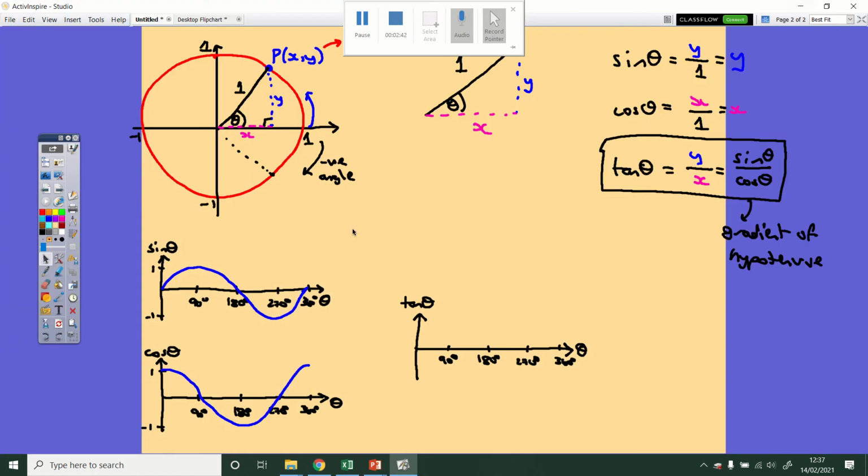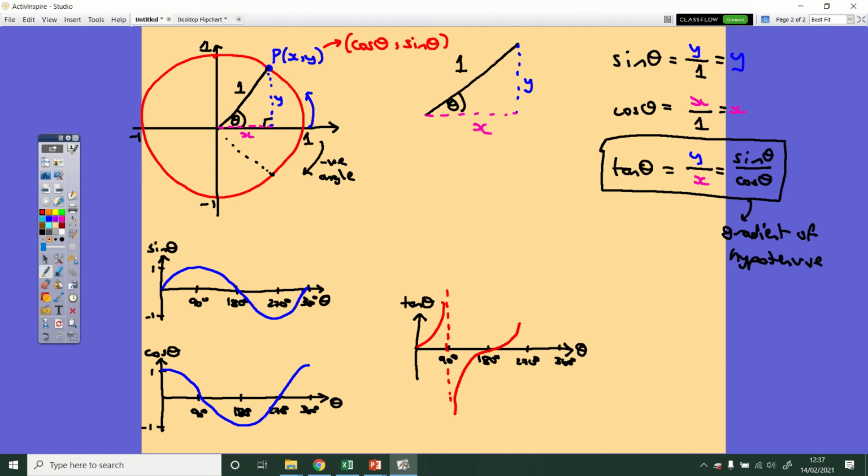I'll put that on my picture over here. So it's going to do this. It's going to go getting bigger like this, up to infinity. Asymptote here at 90 degrees. It then becomes very negative, climbing towards 0, and then goes up to infinity again at 270. And then it's going to go up from minus infinity up towards 0 again like this. So that's a rough sketch of my graph there.